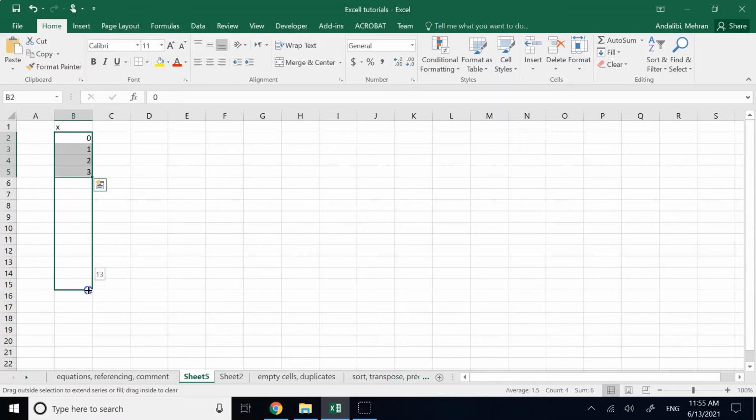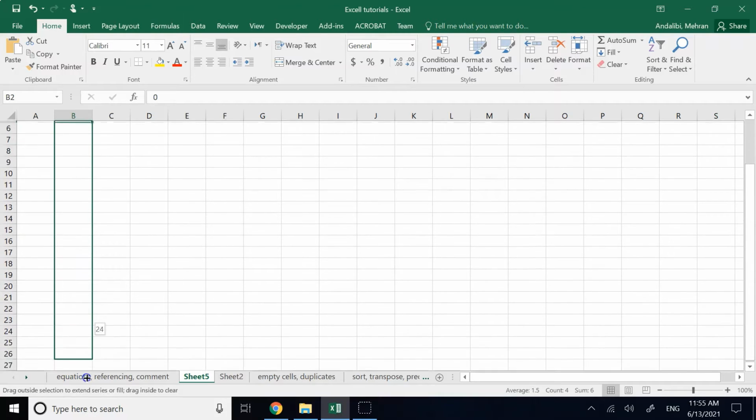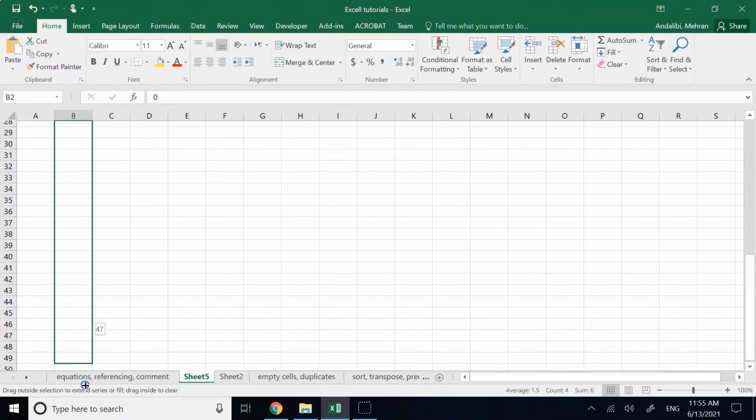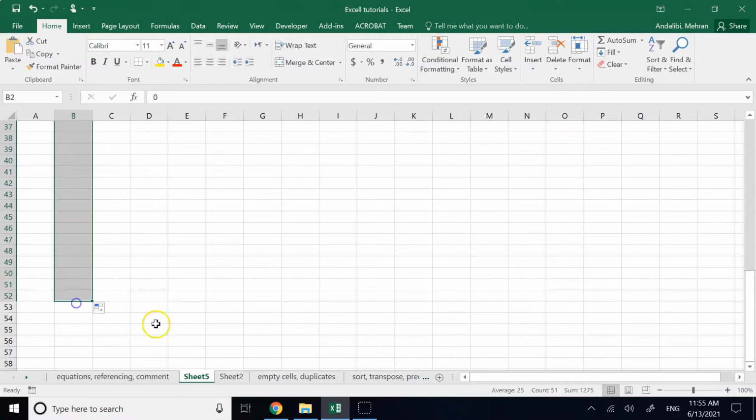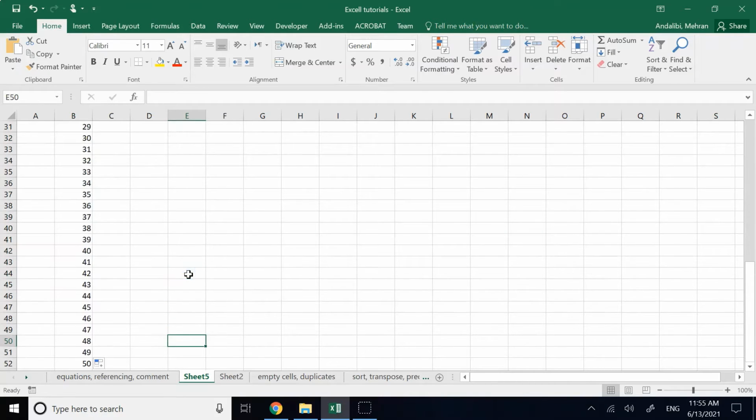So you see here, it is filling in 13, 14, 15, and I can go all the way down, just drag down to 50. So I'm not going to type all of these numbers, you see? I just use the autofill. Okay, so this is a way to get this data created very fast.